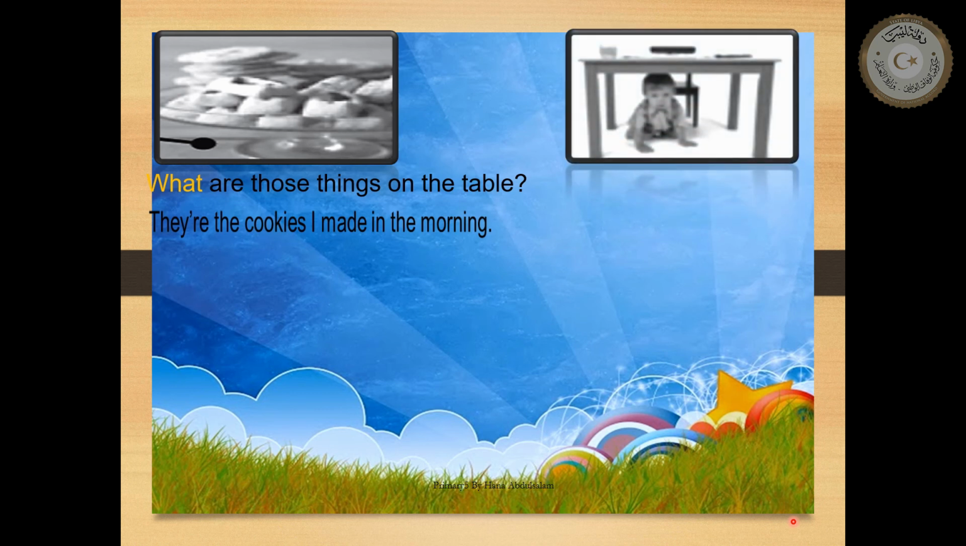Another picture here. So the question is, where's your baby brother? He's under the table. So where is the place? Where's your baby brother? He's under the table.